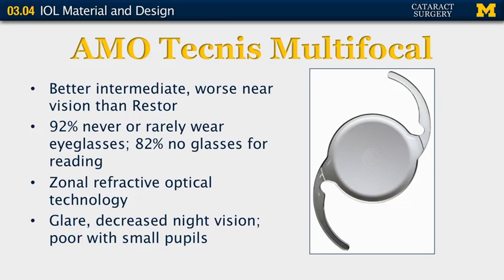The technology here is somewhat different. It's relying on zonal refractive optical technology. Again, patients experience glare with this type of lens and decreased night vision. This particular lens tends not to function as well with smaller pupils.